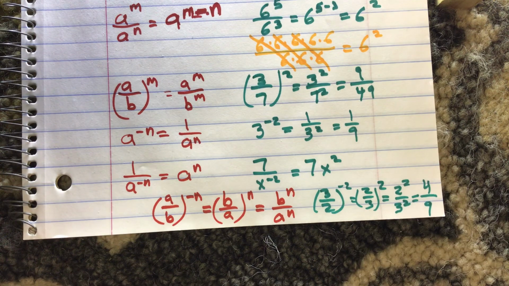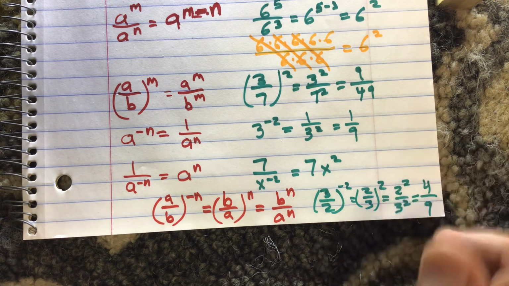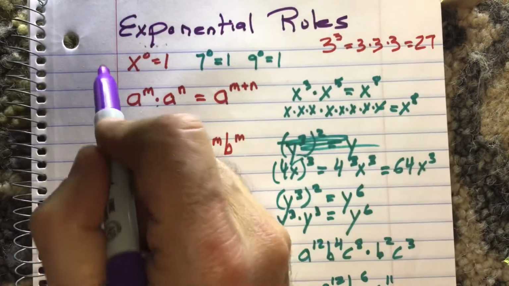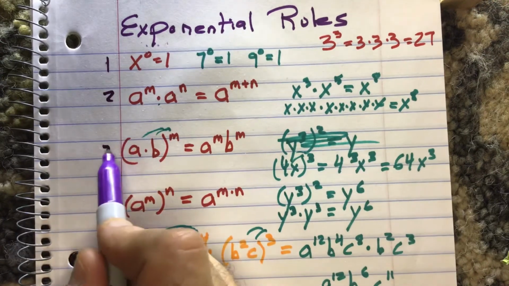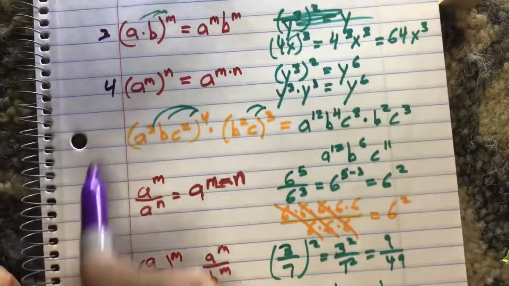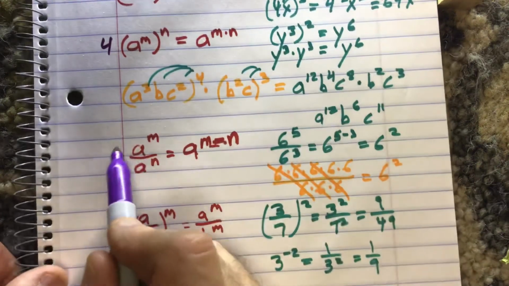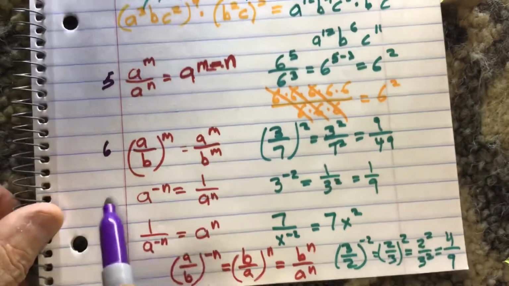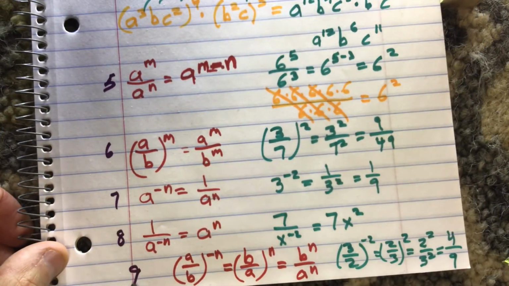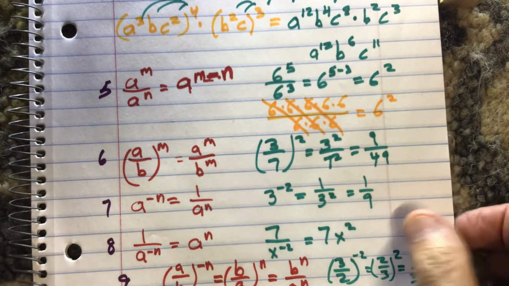Okay, and that's all the exponential rules. Let me just double check how many we had here. There's 1, 2, 3, 4. That's just an example. 5, 6, 7, 8, 9. So there were 9 of them. I thought there was 10.